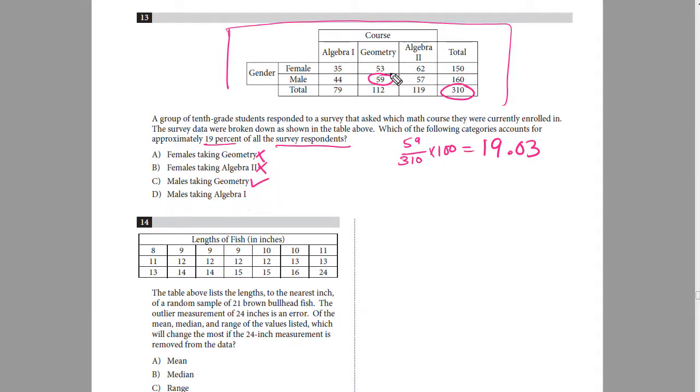Now option D, males algebra 1. So 44 males are taking algebra 1. So 44 over 310. Let's see what it gives us. 44 divided by 310 times 100. So it gives us 14.2%. That is way far from 19%. So this option is incorrect. So the correct option is option C for question number 13.